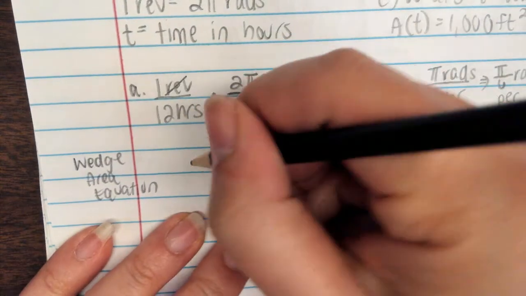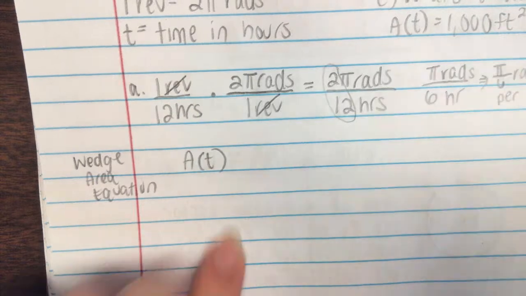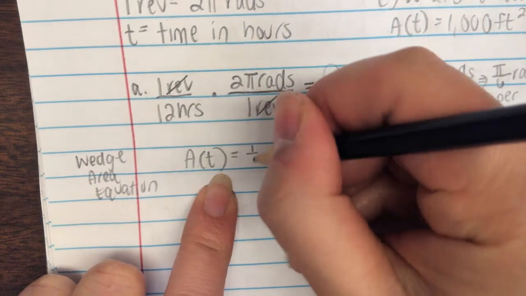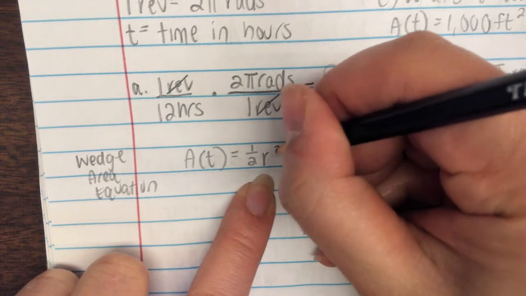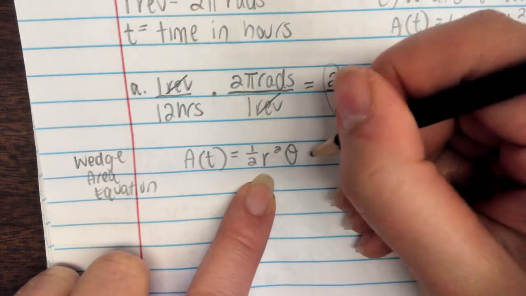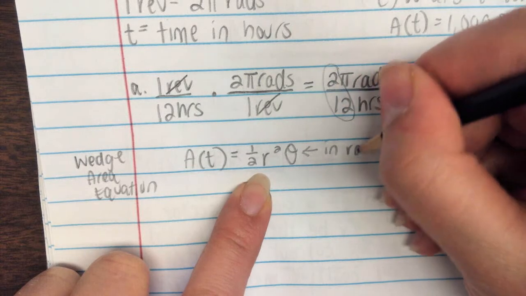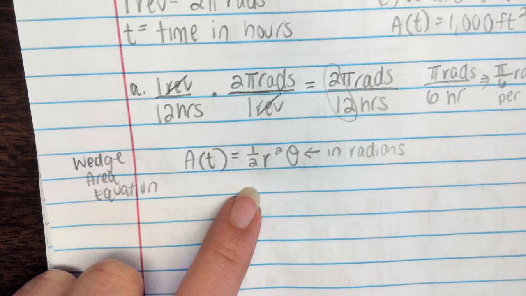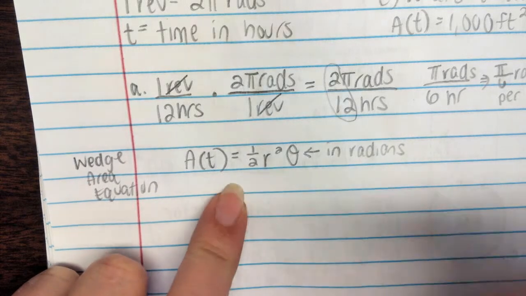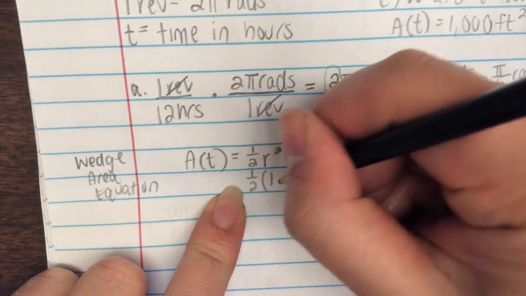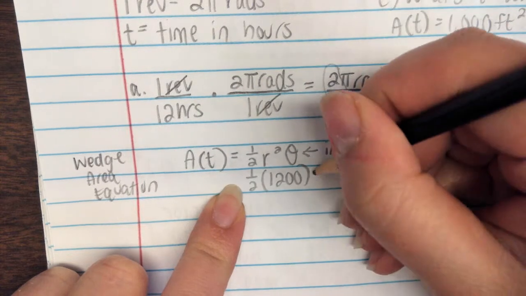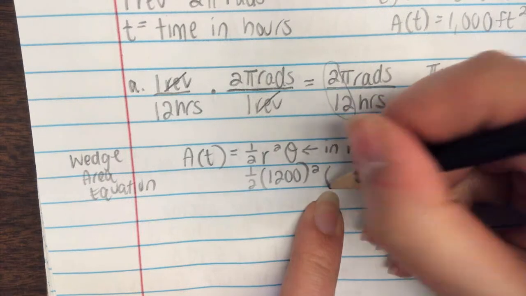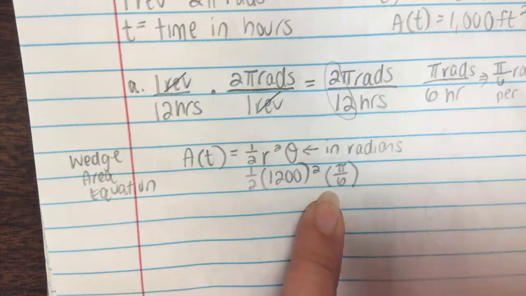And I'm going to write it in this way. I'm going to say the area of the wedge is going to be A of t. That's what I'm going to just call it. And remember, in general, it's a half r squared theta. And remember, theta needs to be in radians. Okay? So now I know what the radius is, right? I mean, we were given that information out the gate. So it's going to be 1200 squared, right? And then times a half, because that's what's in the equation. And theta in radians is pi over 6.